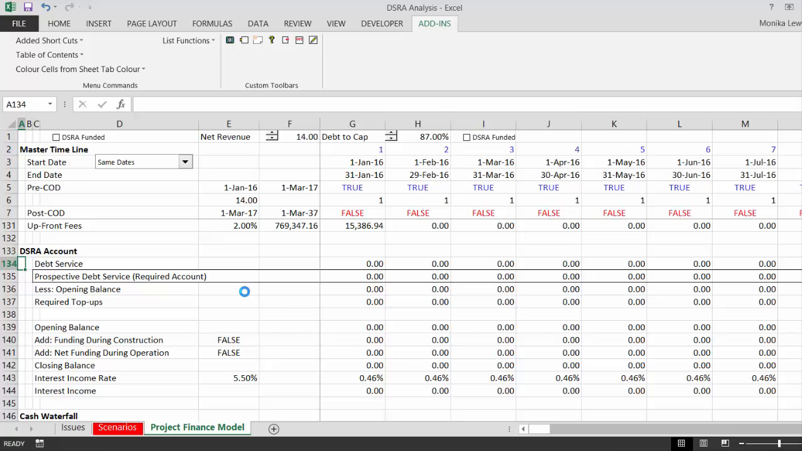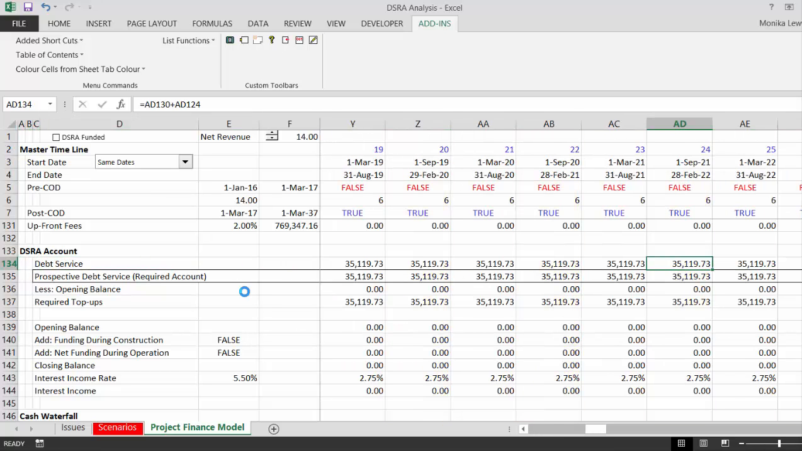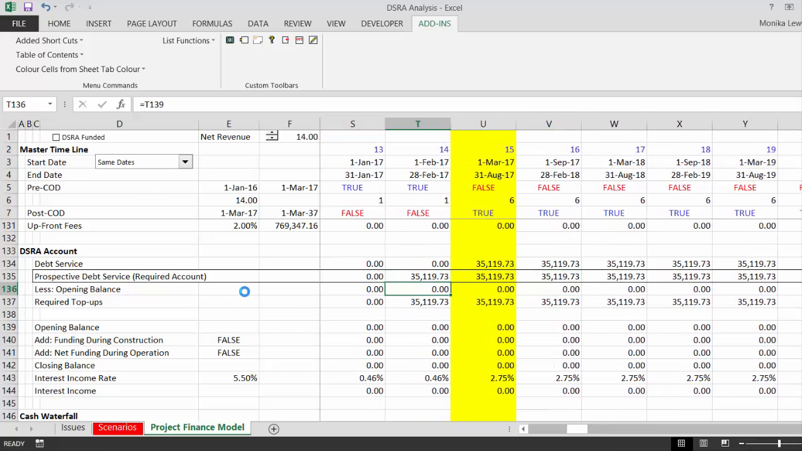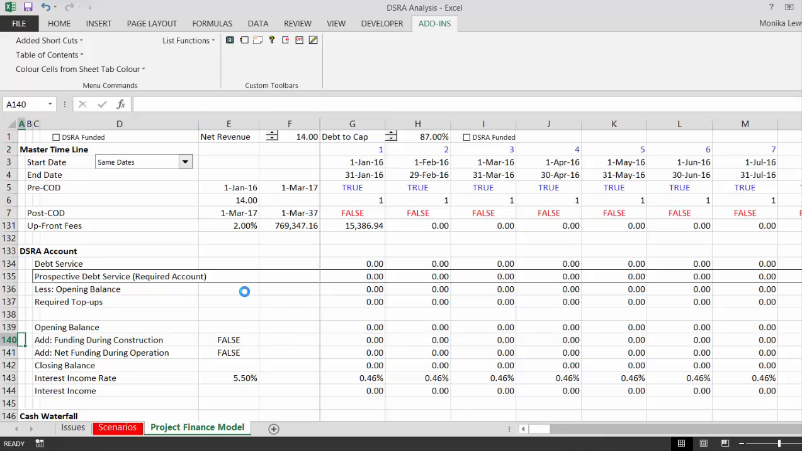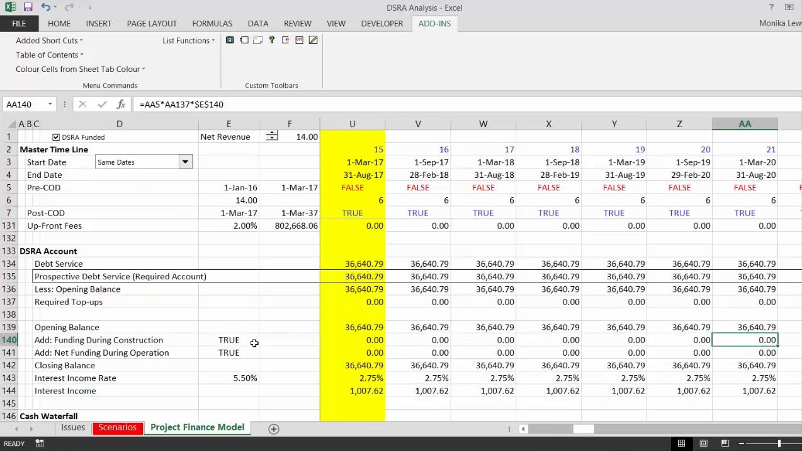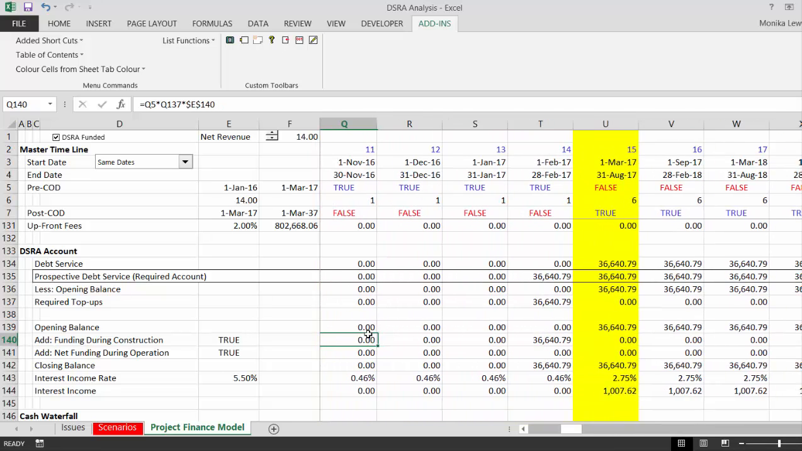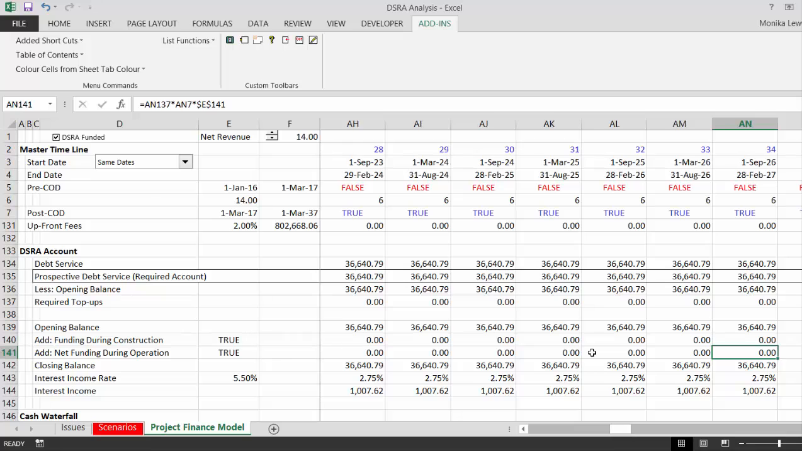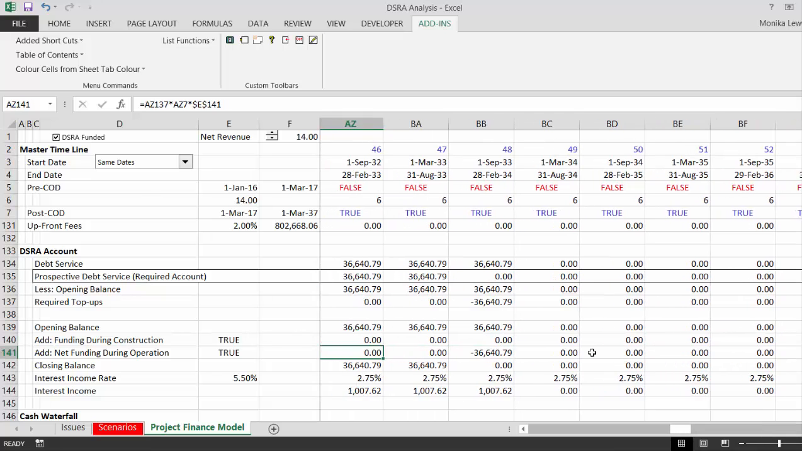So the DSRA account, I've done it so many times, so I hate it, by the way. We look at the prospective debt service, and then we compare the prospective debt service to the opening balance, see how much we have to top up. Now, if we fund the DSRA, I'll move over to the end here, then I put a little true, and we should fund it either from construction before the construction period, or this has just a simple level repayment, so we repay it at the end.